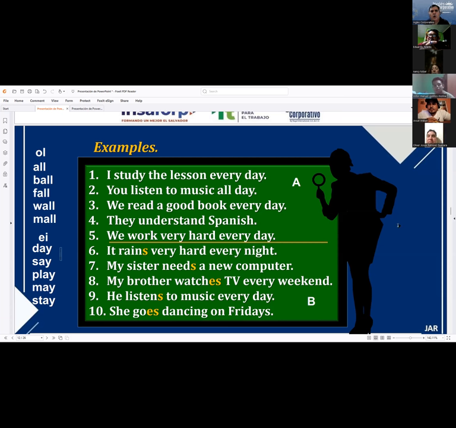Teacher, all day and every day is the same. No, all day, 24 hours. Okay, not exactly 24, but normal days. All day, maybe 12 hours, 8 hours. Every day, Monday, Tuesday, Wednesday, Thursday, Friday, Saturday, Sunday, every day, right? For example, I eat every day. I don't eat all day.